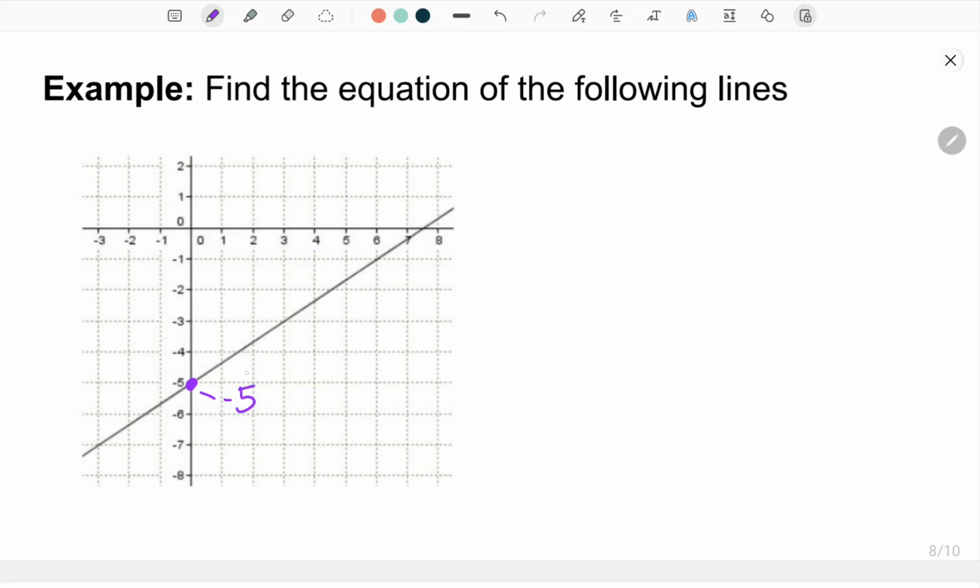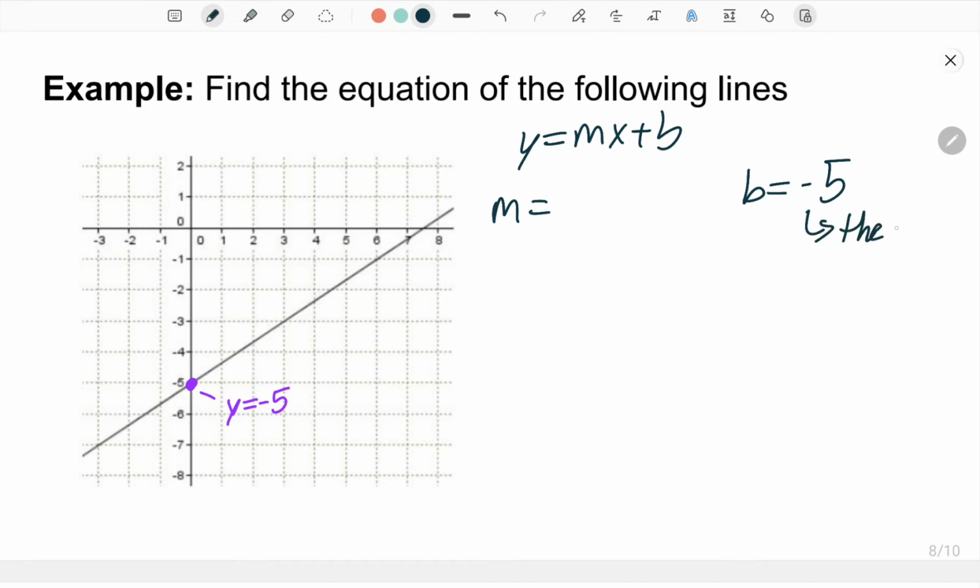And that's at about -5. So I'll just say y is equal to -5 there. All right, that's the first piece of information. So if we're looking at our general form, mx plus b, we need to figure out what is m, what is b. b is our y-intercept, so b is going to be -5, the y-intercept. Oftentimes I'm just going to shorten y-intercept to y-int for intercept.